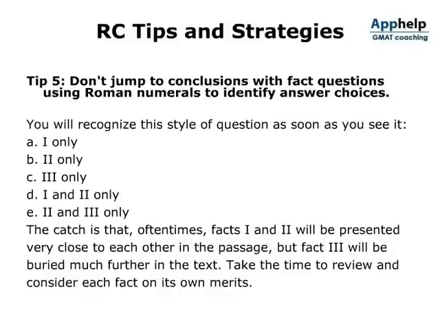Tip 5. Don't jump to conclusions with fact questions using Roman numerals to identify answer choices. You will recognize this style of question as soon as you see it. A. 1 only, B. 2 only, C. 3 only, D. 1 and 2 only, E. 2 and 3 only. The catch is that, oftentimes, facts 1 and 2 will be presented very close to each other in the passage, but fact 3 will be buried much further in the text. Take the time to review and consider each fact on its own merits.